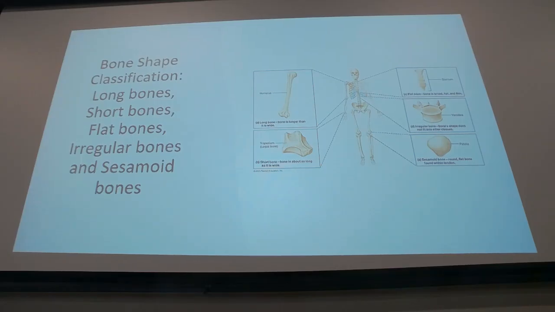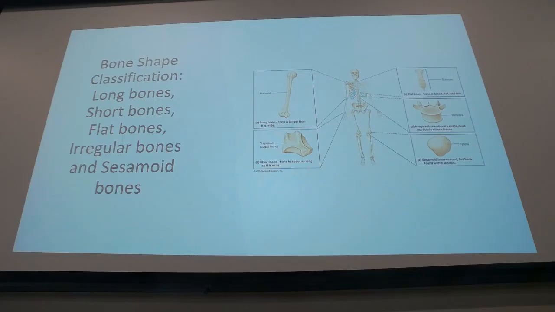According to their shape, bones are classified as long, like the ones that we have in the arm, the humerus, whenever they are taller than wider. Bones can be classified as short when they have equal width and length, and we have examples like the carpal bones that we have in our wrist. Bones can be classified as irregular when they don't fit in the long, short, or flat category.